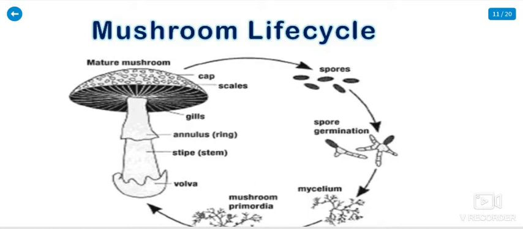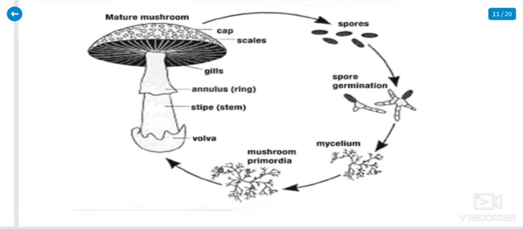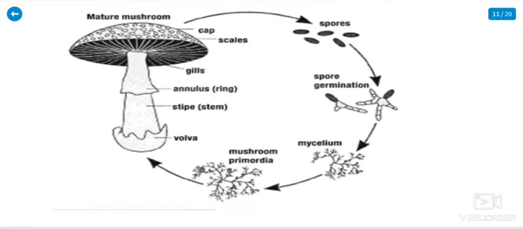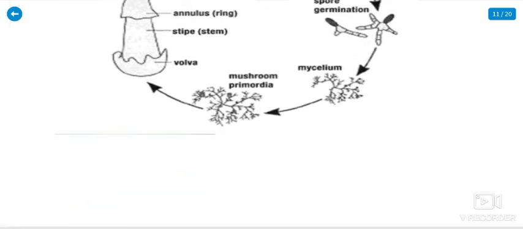The mushroom life cycle. The matured mycelium is present in the fruiting structure. Then it spreads out the spores, and spores will be generated, that is called germination. After that, the mycelium, the mushroom primordia, goes on to full and young development cells.